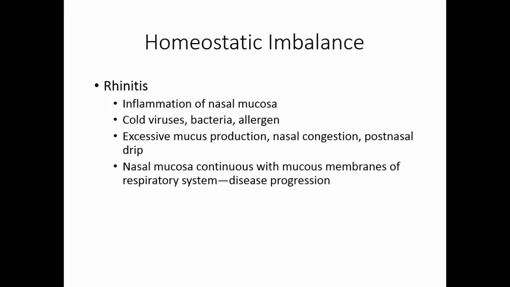The nasal mucosa is continuous with the mucous membranes of all of the respiratory system, so sometimes rhinitis turns into something more severe as this progresses down into the respiratory system. Also, the nasal mucosa is continuous with the lacrimal ducts or the tear ducts, so sometimes inflammation from the nose spreads into the eyes and you get conjunctivitis.